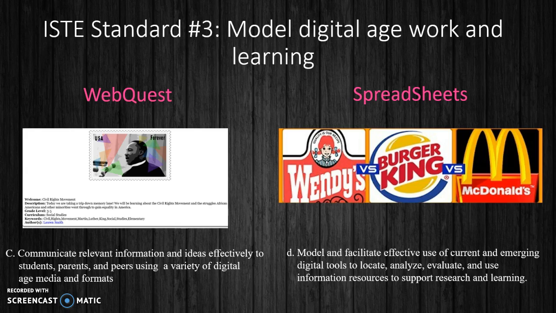So if the question said, when did Martin Luther King get assassinated, they were to log on to my web quest, find out the answer, and write it down on the worksheet. The spreadsheets correlated with substandard D, which says to model and facilitate effective use of current and emerging digital tools to locate, analyze, evaluate, and use information resources to support research and learning.